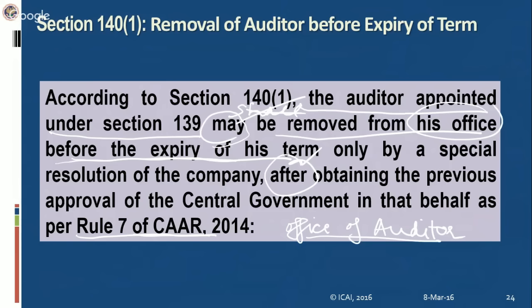Again I am explaining, students. The auditor appointed under section 139 may be removed from his office before the expiry of his term only by special resolution of the company after obtaining the previous approval of the central government. Central government approval is required in that behalf as per rule 7. I will explain what rule 7 is.